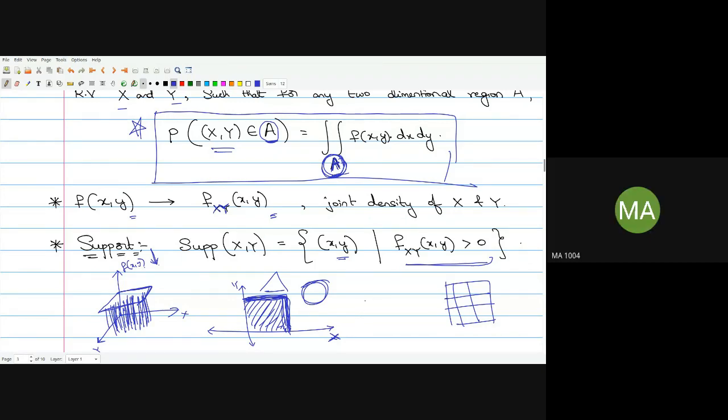Why the first quadrant only? It cannot be in 4 quadrants. No, sir, f of x comma y cannot be negative. Okay, x and y will always be positive, so it must be in the first quadrant. No, x and y can take negative values. Yes. F of x comma y cannot take negative values.